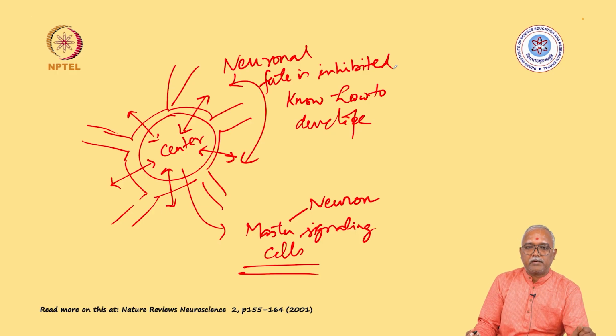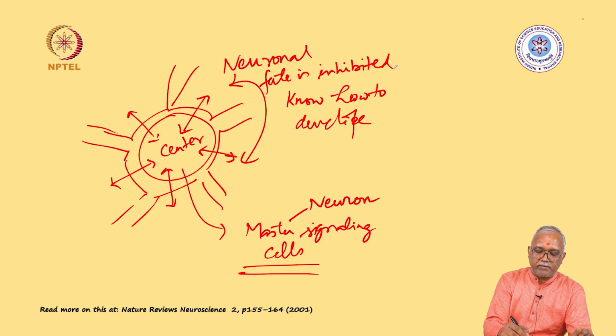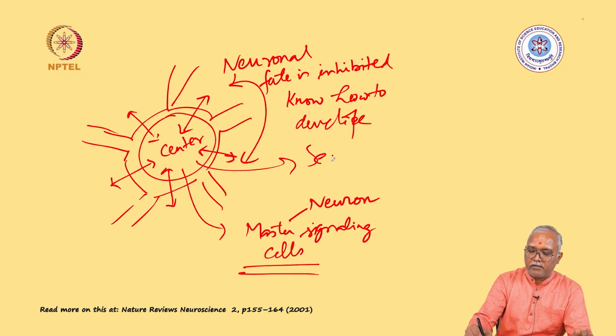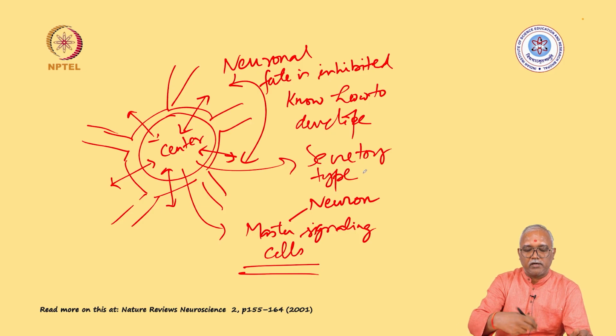Or for that matter, think about a cell which is becoming secretory type. The center cell is becoming secretory type. It does not want other cells to become secretory type, so signaling will be going in such a manner that, okay, I am becoming the secretory cell, you don't become a secretory cell, you can become a support cell and so on. So here the contact between the two cells is very important.